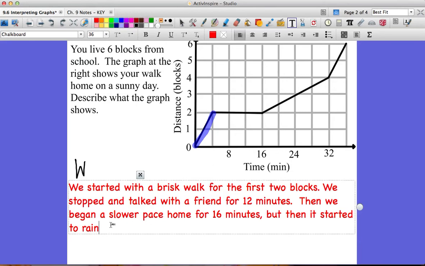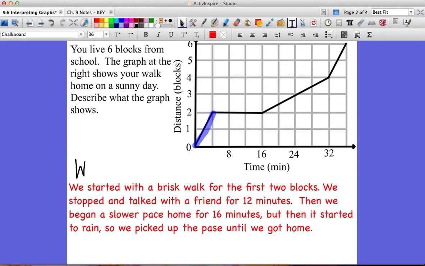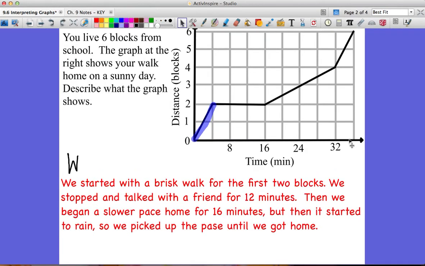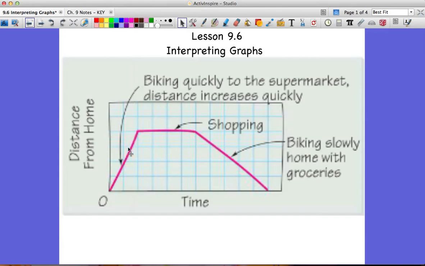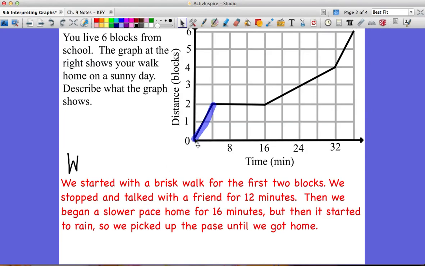Okay, so then we began a slower pace home for 16 minutes, but then it started to rain, so we picked up the pace until we got home. Now, with the grocery store example, we talked about how we had to get back down to 0 to get home. So if you look here, this was home, and then we went away from home, and then we came back home. In this case, we were never home. We started away from home and we were working our way towards home. So what this tells you is we started 6 blocks away from our home, because when the graph ends, we end at 6 blocks.